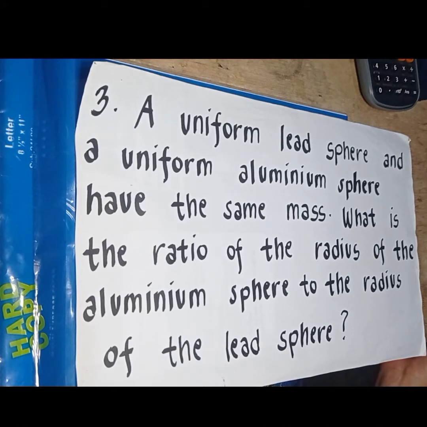So, for the last problem, a uniform lead sphere and a uniform aluminum sphere have the same mass. What is the ratio of the radius of the aluminum sphere to the radius of the lead sphere?